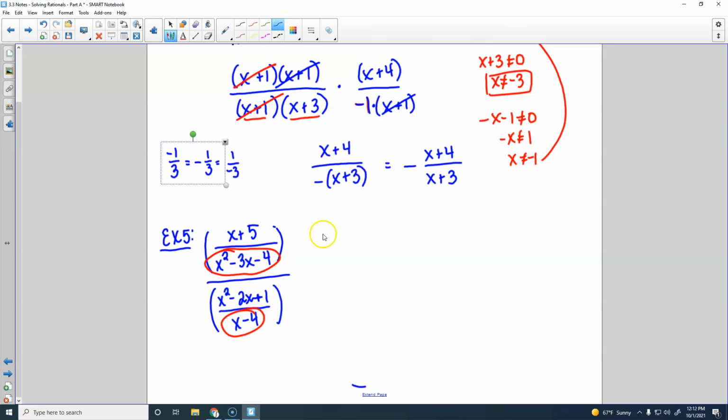Okay, so, dividing fractions, easy as pie, flip the second and multiply. I'm going to go ahead and factor as I do this. So, the denominator here is going to be x minus 4, x plus 1. Right, so I'm just taking that and factoring it here. And then I've got to flip the second, so x minus 4 is going to be on top here. And I'm going to factor the x squared minus 2x plus 1. So that is going to be x minus 1, x minus 1.